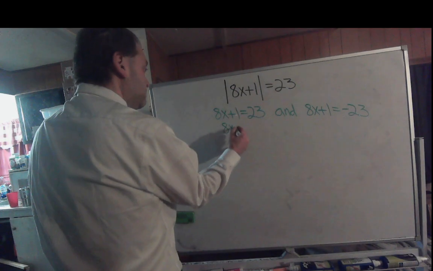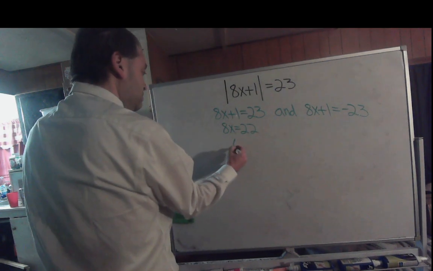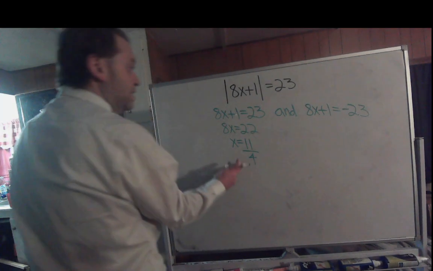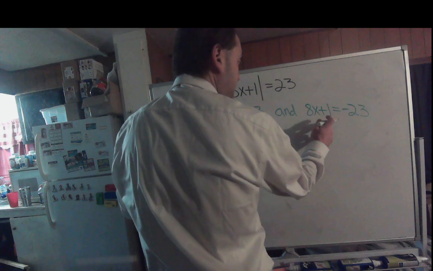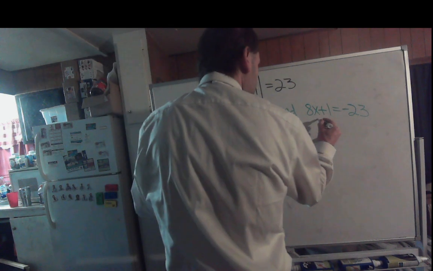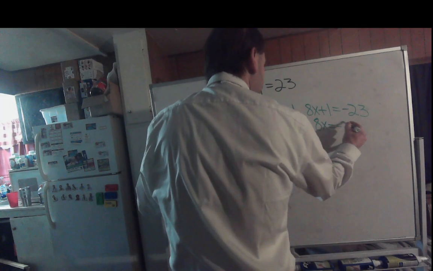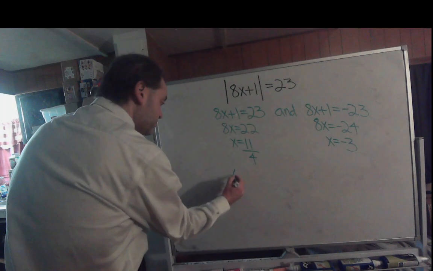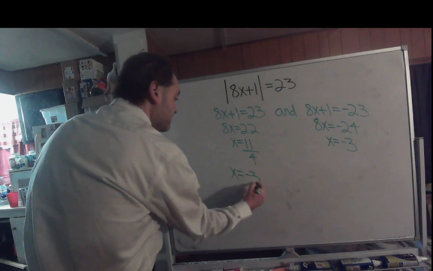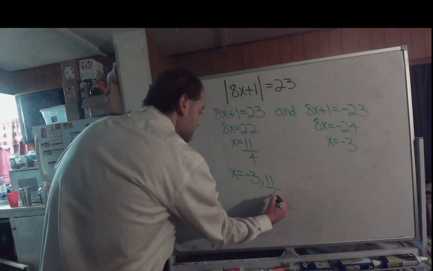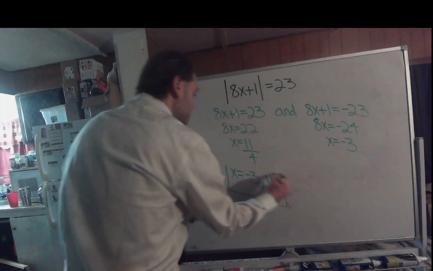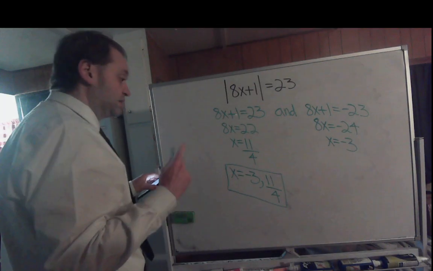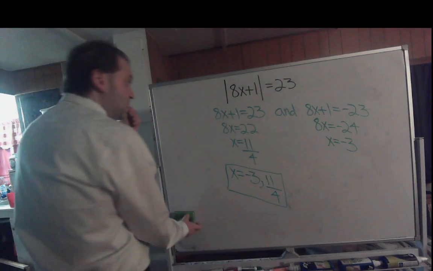You would have 8x equals 22, which would then give you that x equals 22/8, which reduces to 11/4. So x would equal 11/4, and then over here the 8x plus 1 equals negative 23. You would have that 8x equals negative 24, which would just give you that x equals negative 3. So your two solutions for x are going to be negative 3 and then positive 11/4. Those would be your two solutions for this absolute value equation, negative 3 and positive 11/4 rather.